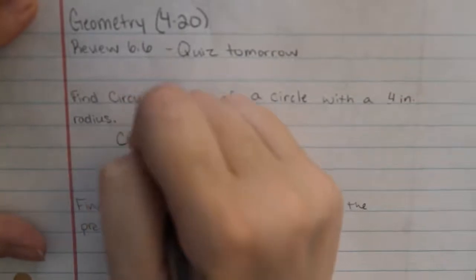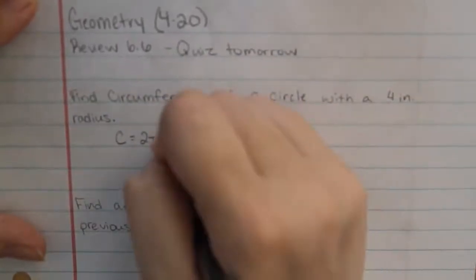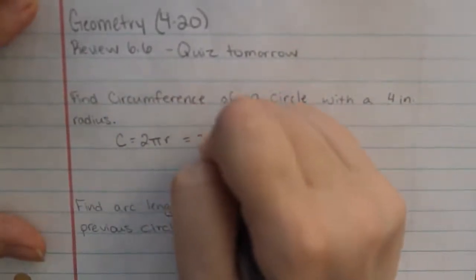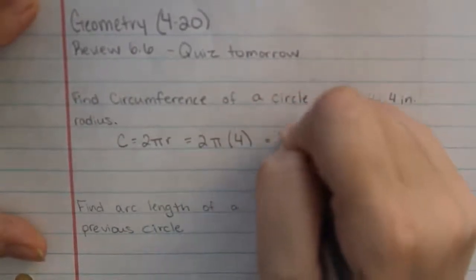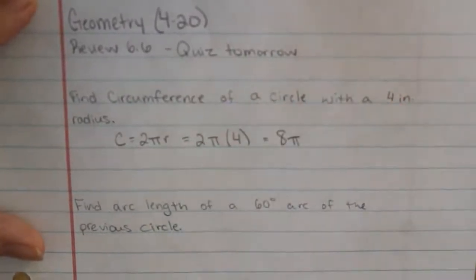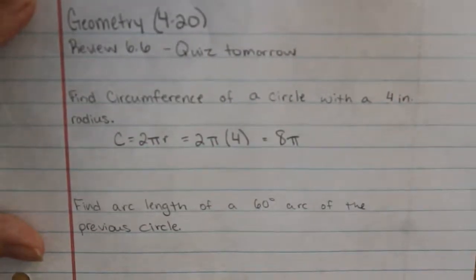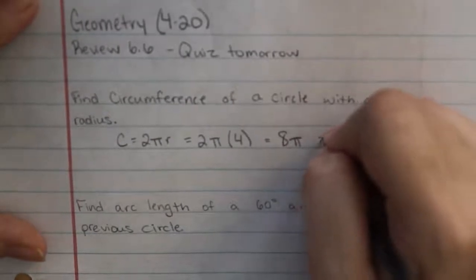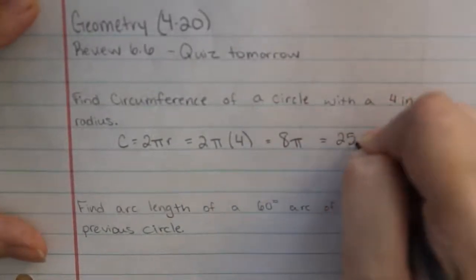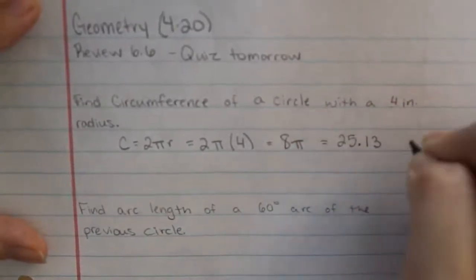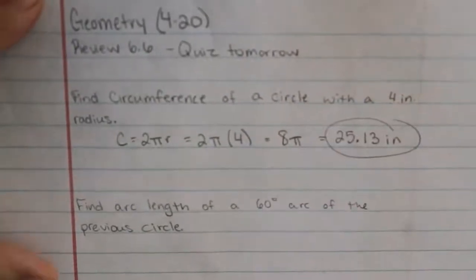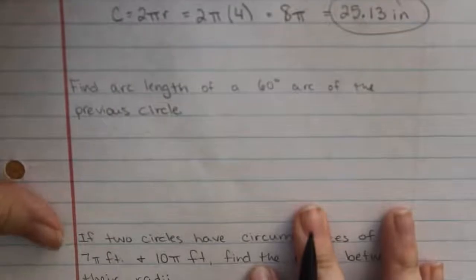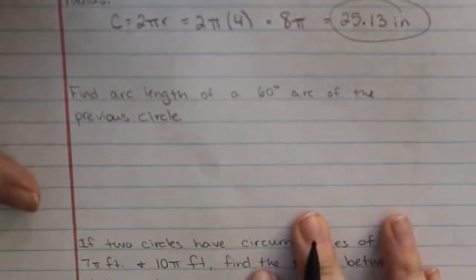I know that circumference is 2 pi r, which means that it's going to be 2 times pi times my radius, which is 4, which means it's going to be 8 pi, so 8 times 3.1416, and we have that our circumference is a total of 25.13 inches, okay?